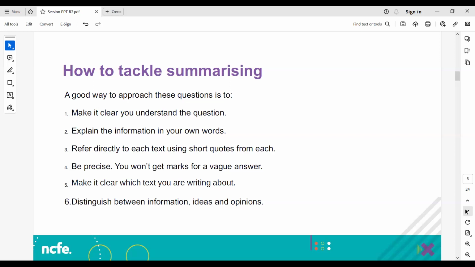Distinguish between information, ideas, and opinions. So in document A, is it factual information? Is it a general idea that's held by a lot of people? Or is it the writer's opinion, what they think personally? So again, we'll look at some more examples of that.